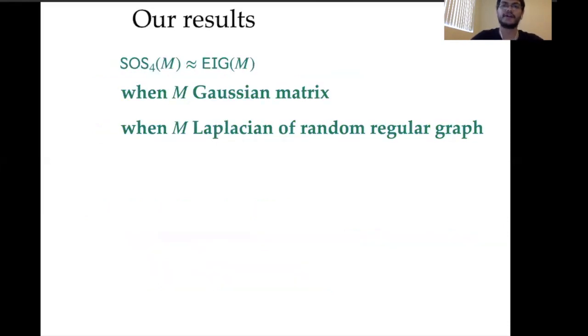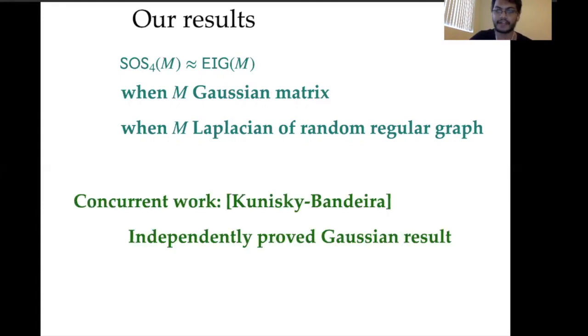And our result can be seen as bridging this gap between what is rigorously known and what is predicted, by slightly boosting the rigorously known results to saying that even the degree-4 sum of squares algorithm does not beat the eigenvalue-based certification algorithm for the cases when M is a Gaussian matrix and M is a Laplacian of a random d-regular graph. I should point out that in a concurrent and independent work, Kunisky and Bandeira independently showed the same result that we did for when M is a Gaussian matrix.